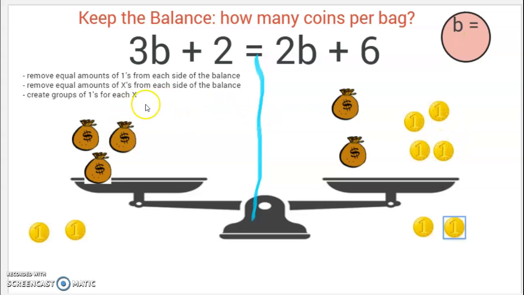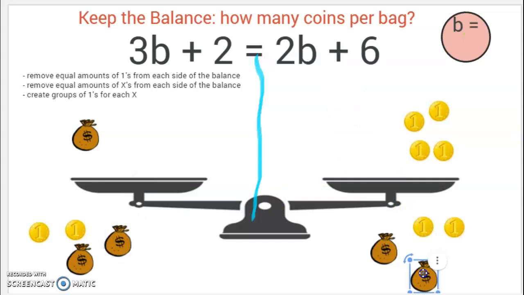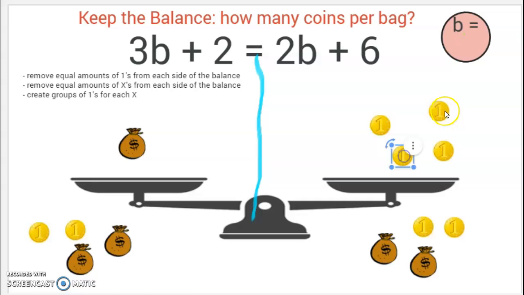Okay, the thing that I do have on both sides are bags now, so I've got to go and remove those. If I remove 1 bag on the left, I have to remove a bag on the right. If I remove a bag on the left, I have to remove a bag on the right. And now what I'm left with is b, or a bag, is equal to 4 coins. So that would be my final answer. b equals, we can put the number 4 right here.